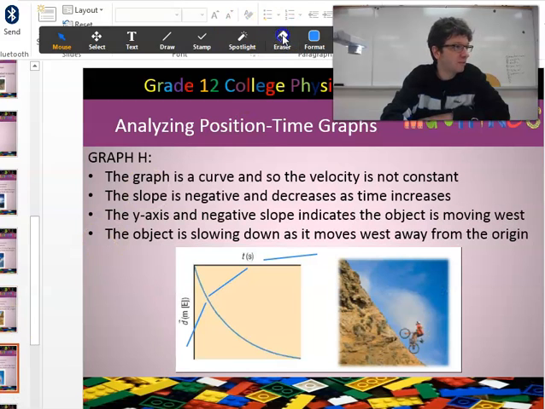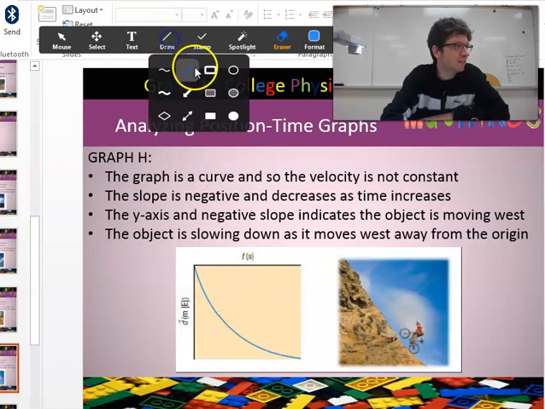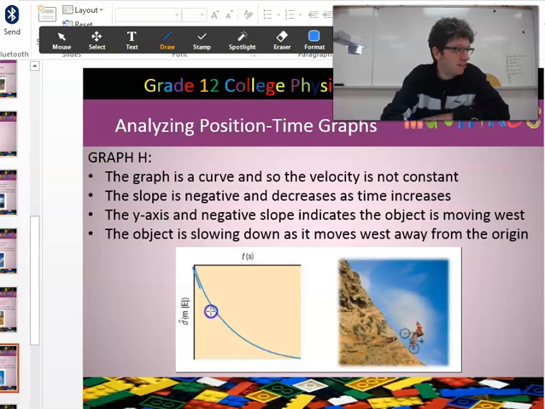Oh, I forgot to erase. All right, so in this case, it looks like we have a steep slope to begin with. So we're going pretty fast, but it's negative, so we're going fast in the west direction. And then the slope looks like it's decreasing and decreasing. So again, we're slowing down. So we're accelerating.